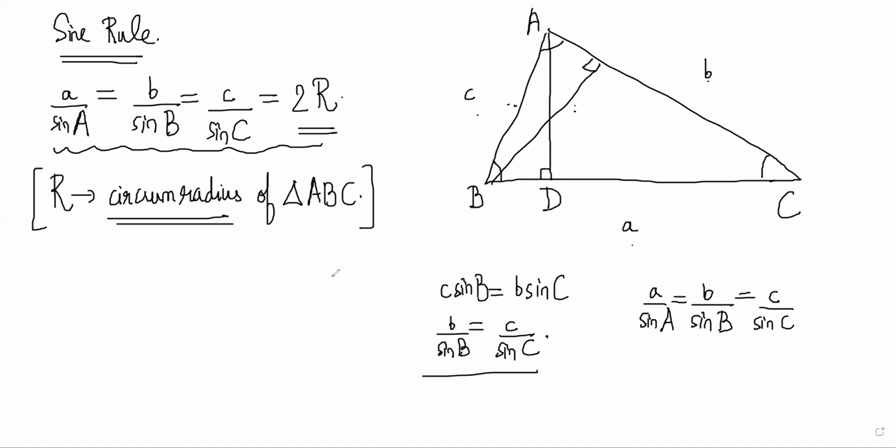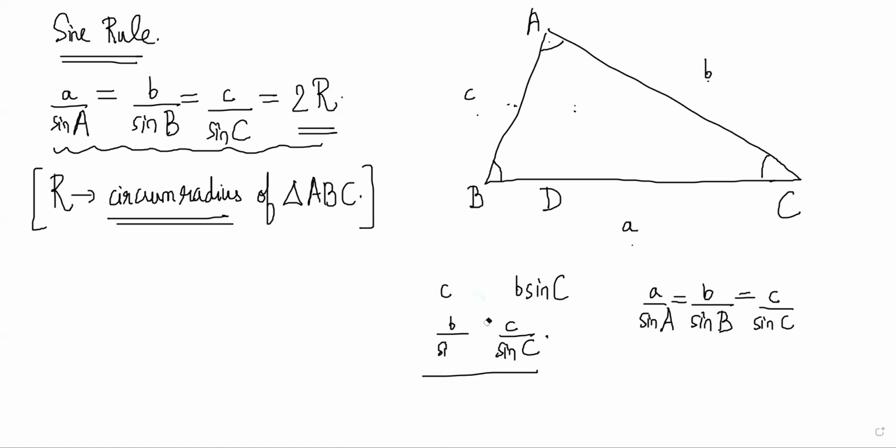But this proof is not perfect because it doesn't tell us the value of the entire three ratios. It just tells us that these three are equal. It doesn't tell us they are equal to 2R. This is not the proof that we'll be using most of the time. I'm just showing it because I want you to realize that these first three equalities are obvious things. Do you understand what I'm saying?